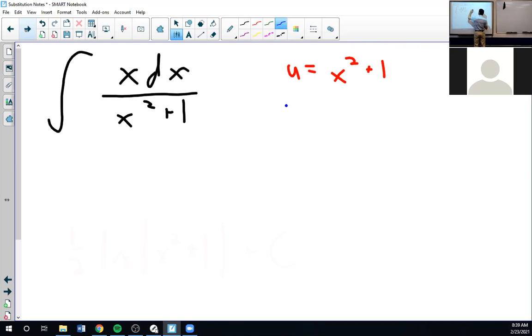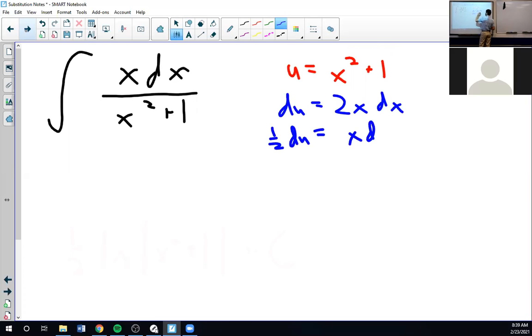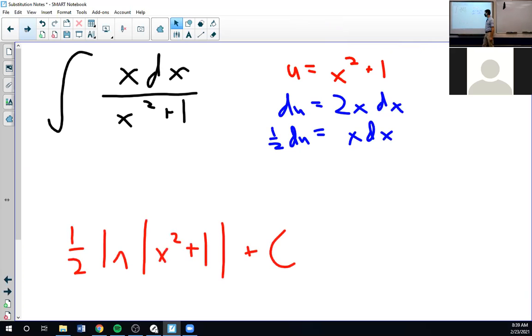Because du is 2x dx. Oh, but we want it to be x dx. We want it to match with x dx. So 1/2 du equals x dx. So we have a du on top. 1/2 comes out in front. And then we just have a u on the bottom. There's what the answer ends up being.